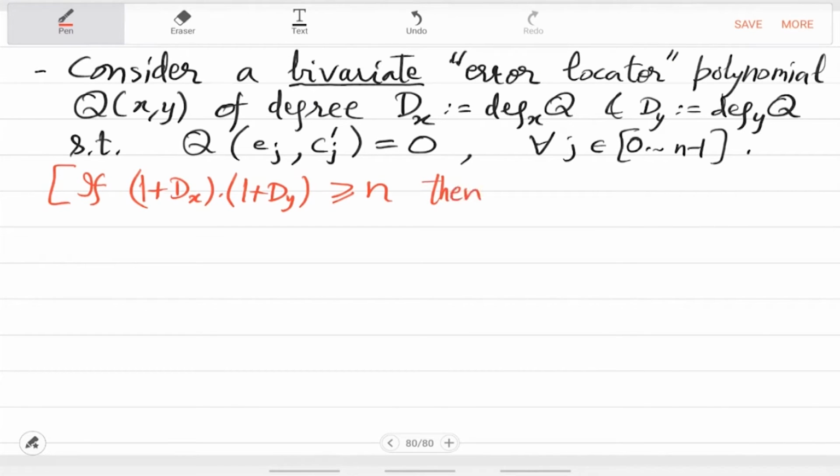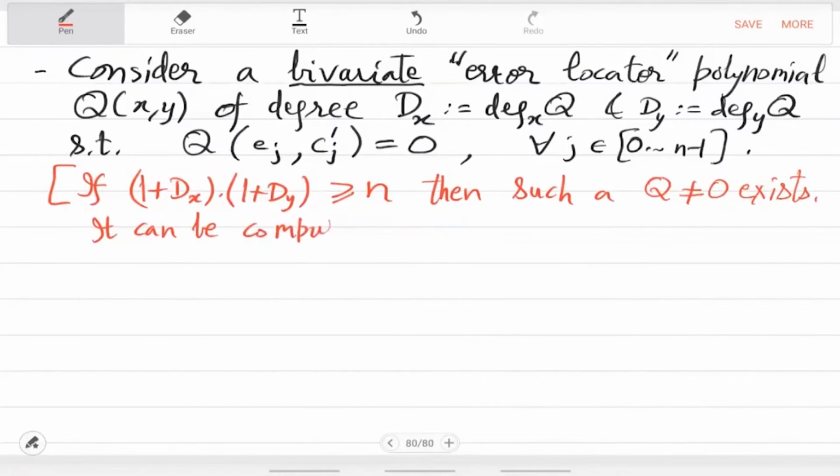In fact, many q's may exist, but a non-zero q exists. And it can be computed quite easily by linear algebra. Right, so it exists and it can be found easily. So Bob does that. We have still not fixed dx and dy. That will come because dx dy will put more constraints and then we'll solve it. Okay, so Bob now has computed this q.